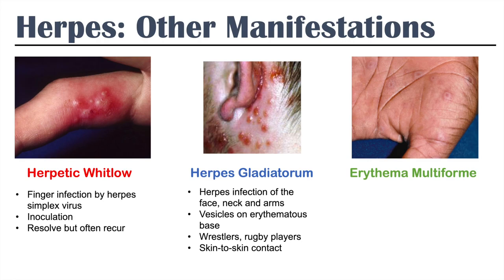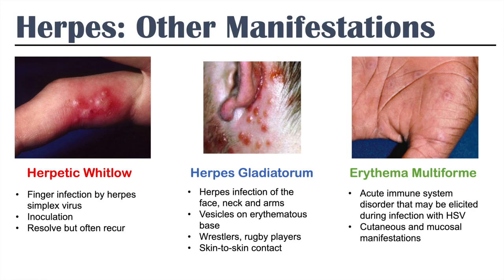The last manifestation I want to discuss quickly is erythema multiforme. Erythema multiforme is basically an acute immune system disorder that may be elicited during infection with herpes simplex virus. So if you are infected on your lip, you might get these odd skin manifestations or mucosal manifestations on certain parts of your body. Some of these can cause manifestations on your hands, in your oral mucosa, or even your genitals. You may get this odd cutaneous manifestation, like in this picture, and that's actually erythema multiforme.